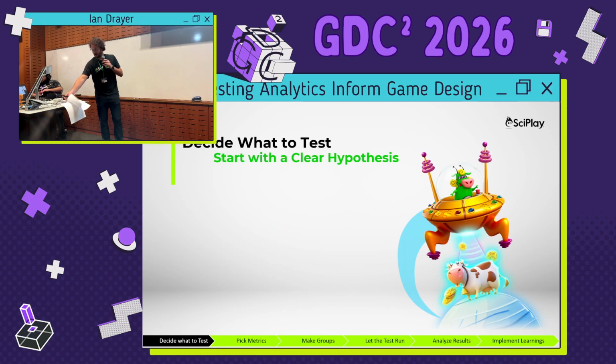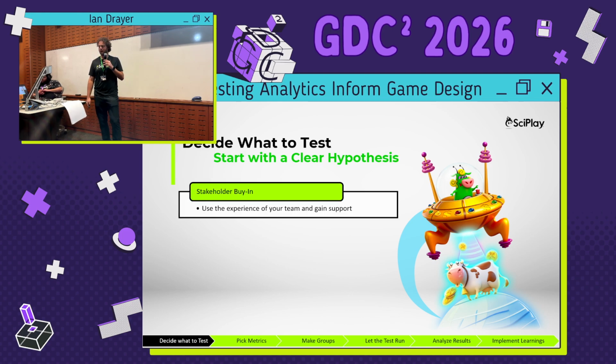So we begin by deciding what to test, and we need to start with a clear hypothesis. When you're deciding what to test, know what you want to change, and design what you're testing with what you want to change in mind. If you know what player behavior you want to change, design your test so that you're trying to hit that, trying to get players to be more engaged with your game, to spend more time, to interact with other players a bit more if it's a multiplayer game.